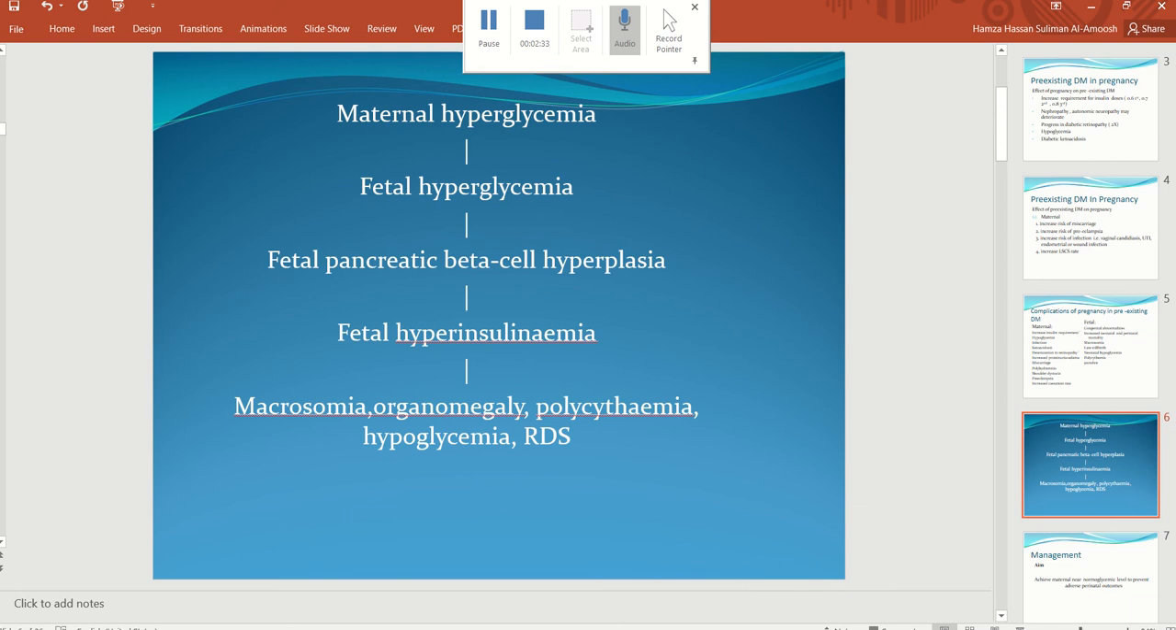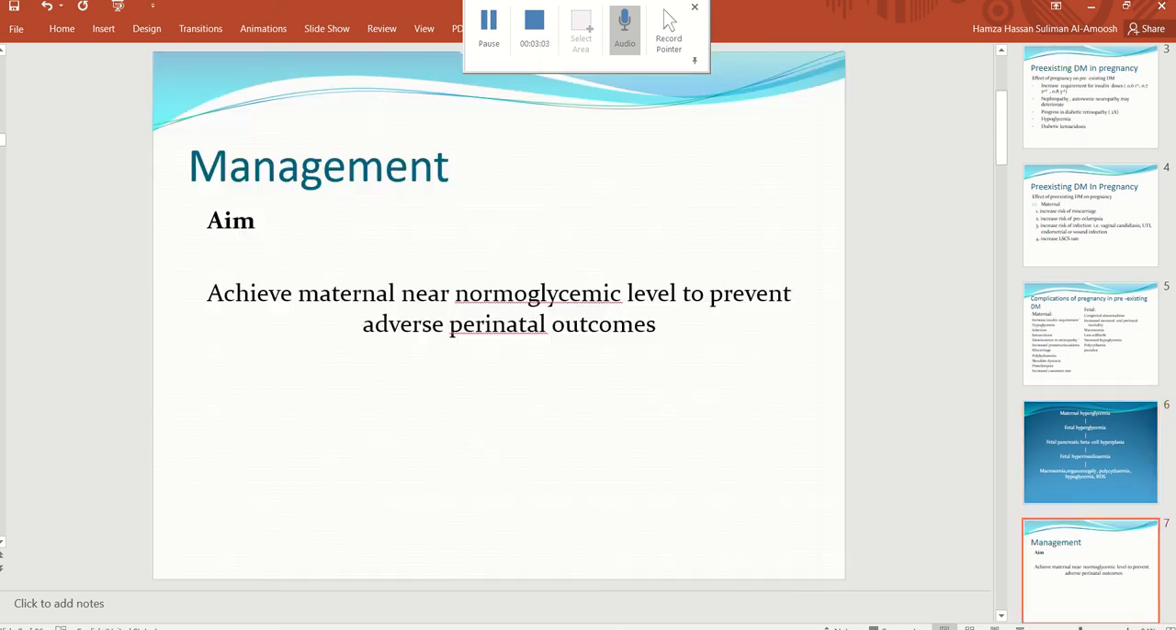Now, the fetal hyperglycemia will stimulate the pancreatic beta cells of the fetus, and it will cause hyperplasia. Hyperplasia means more production of insulin in the fetal circulation. Now, this will cause fetal hyperinsulinemia. As we know, insulin is an anabolic hormone. This will cause macrosomia, organomegaly, polycythemia, hypoglycemia, and RDS.